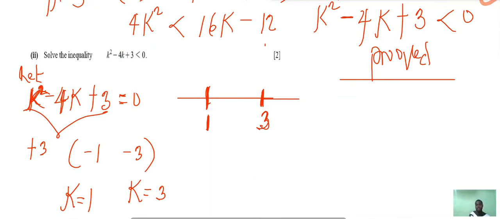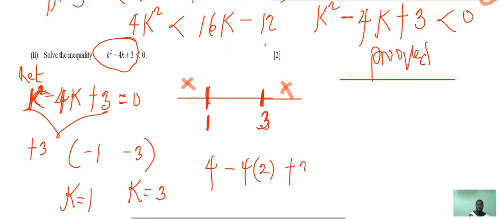In real sense, I am very sure that from 1 below will not be satisfied. So let's test between 1 and 3. For a number between 1 and 3, let's put 2 here for k. 2 squared is 4, minus 4 times 2 plus 3. That's 4 minus 8 plus 3. 4 minus 8 is minus 4, plus 3 is negative 1. Negative 1 is less than 0, correct. So this region is satisfied.